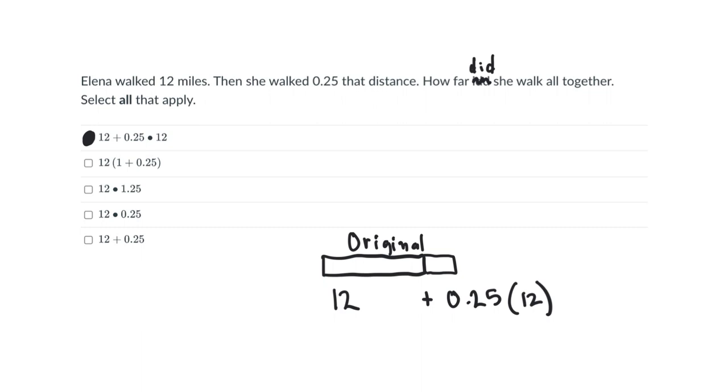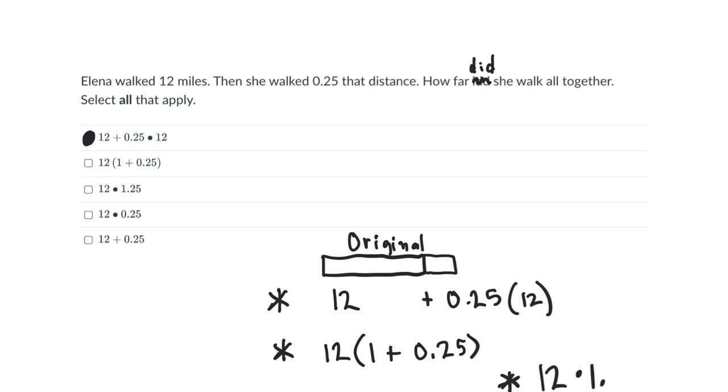We want to decide if any of these other options could possibly work. Well, if we use the distributive property and I factor that 12 out, I have this. And then also I can add 1 plus 0.25 times 12 together and we get this one. So we've got this option and this option also are options that work out.